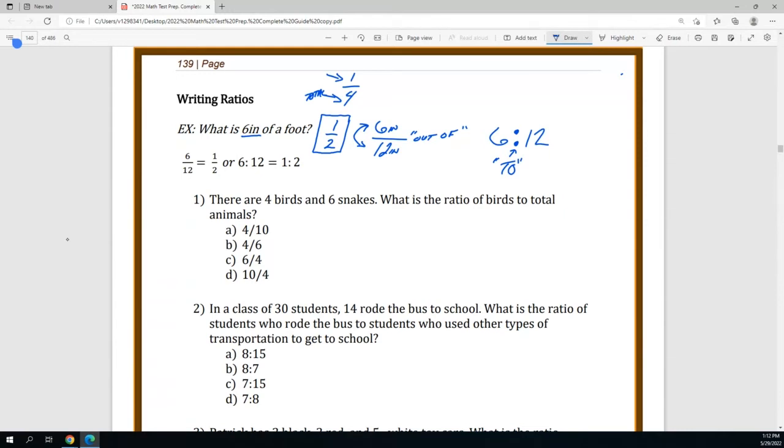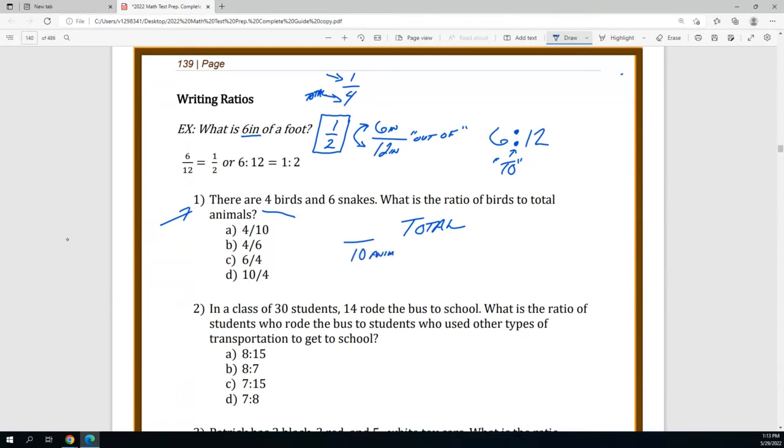So let's look at the first question that says, there are 4 birds and 6 snakes. What is the ratio of birds to total animals? Well, if you'll notice, there are 4 birds, but there's not a number for animals. You have to make that number. A lot of times with ratios, fractions, any kind of thing where you have to total, like percentage, you have to come up with a total yourself. It won't be given to you. Sometimes it is, but most of the time you may have to build it. So here you'd have to build the total for animals, and the total for animals would be 10.